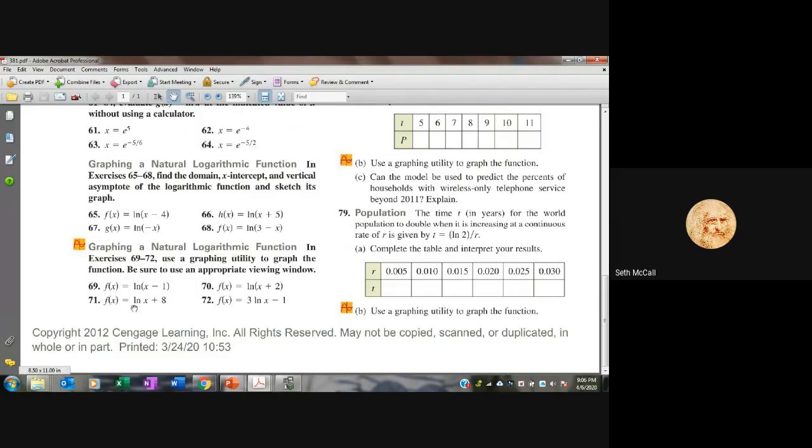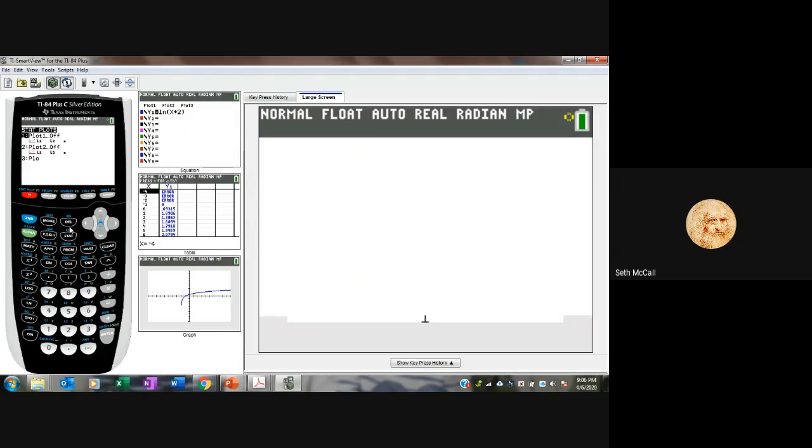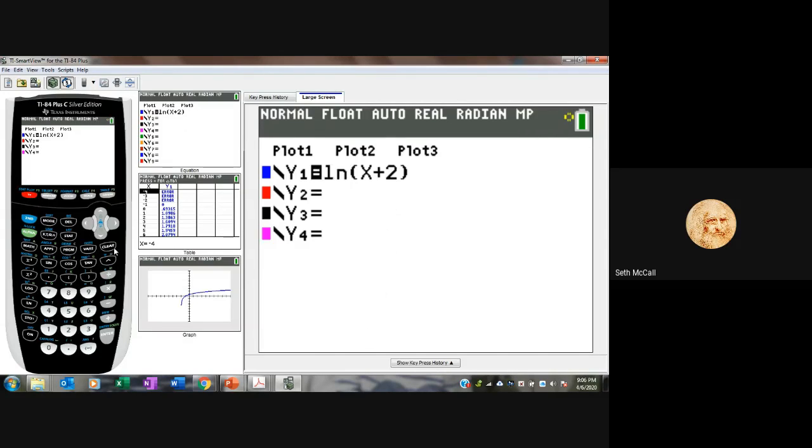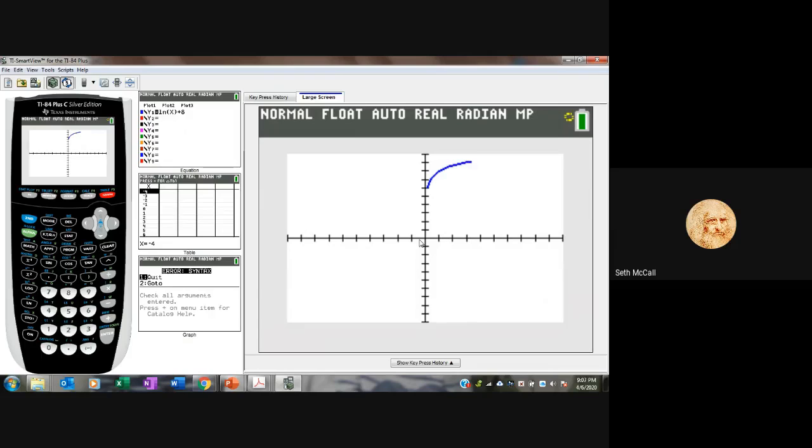The next one is natural log of x plus 8. As you can see, the plus 8 is on the outside. Therefore, if you remember from your transformations, plus 8 on the outside is going to shift that graph up by 8. So we're going to have natural log of x plus 8. You can see, shifted the graph up by 8.